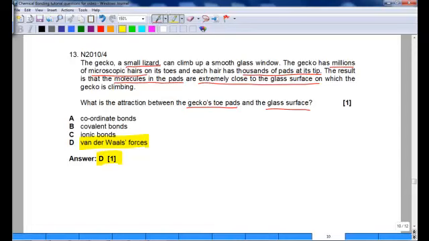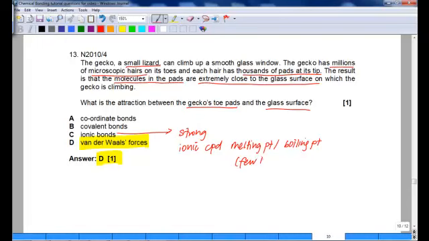Now, why is it obvious? If you look at all the other options, ionic bonds are so strong that in an ionic compound the melting point or boiling point is so high, it can be a few hundred, or even thousands of degrees Celsius. So how can it be ionic bonding in this case? Otherwise, how can your gecko move?